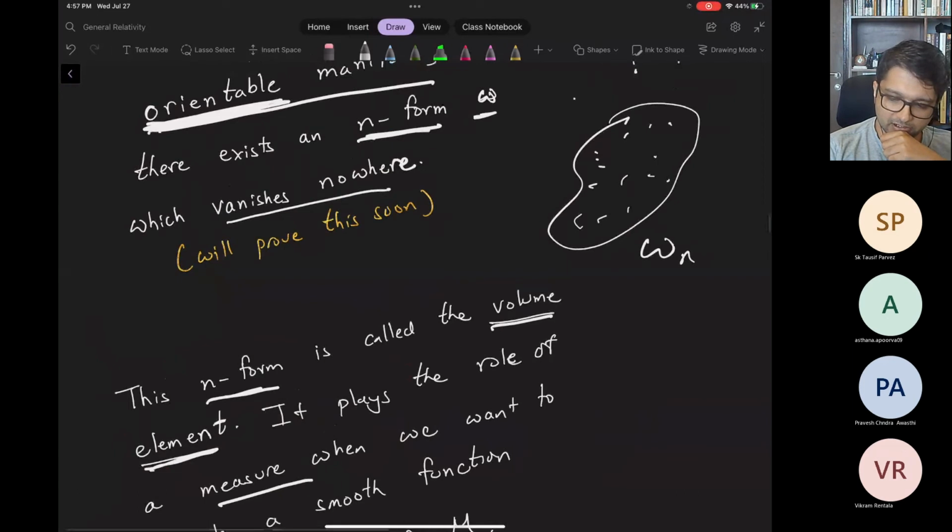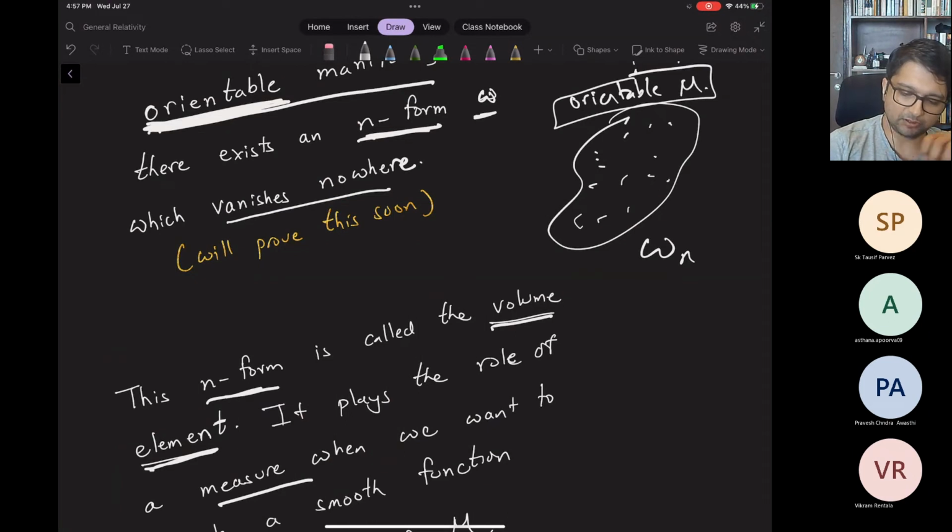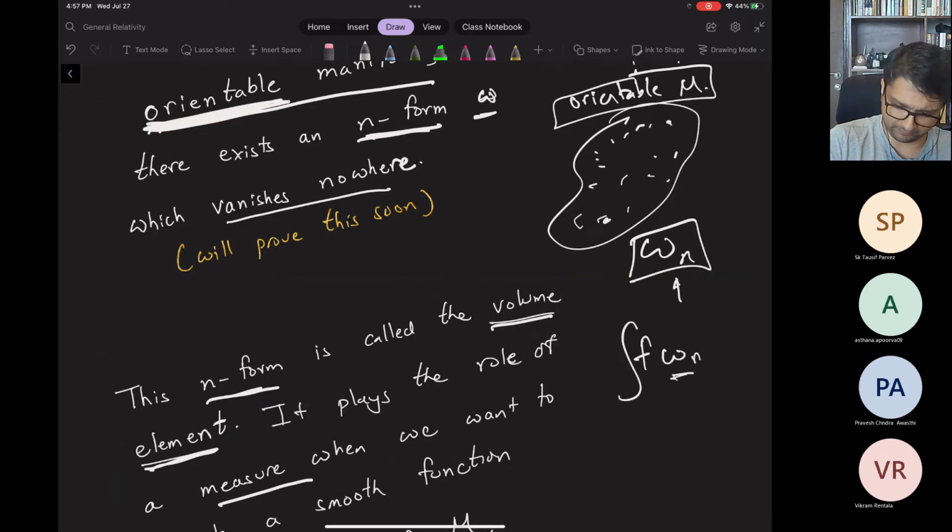Okay, so the idea is clear. We have an orientable manifold, M. And on this orientable manifold, we want to find a non-zero n-form, that is an n-form that is not zero anywhere. And this n-form will allow us to now define an integration of functions by using this n-form as a measure.